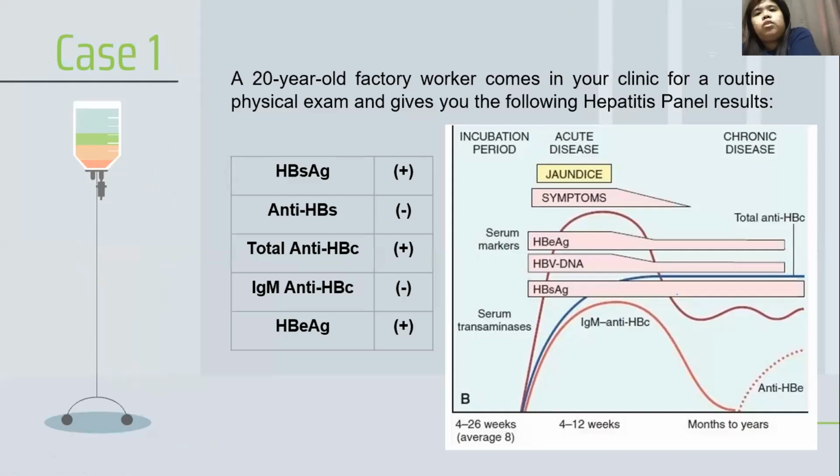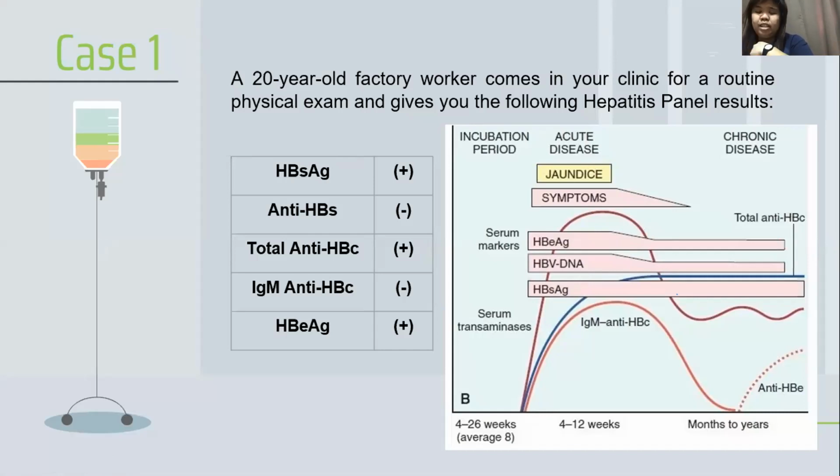Good afternoon, Doc. For case one, the patient is a 20-year-old factory worker that comes in your clinic for a routine physical exam and gives you the following hepatitis panel results. The HBsAg is positive, anti-HBs is negative, total anti-HBc is positive, IgM anti-HBc is negative, and HBe antigen is positive. Based on the results, the patient is diagnosed with active chronic HBV infection.